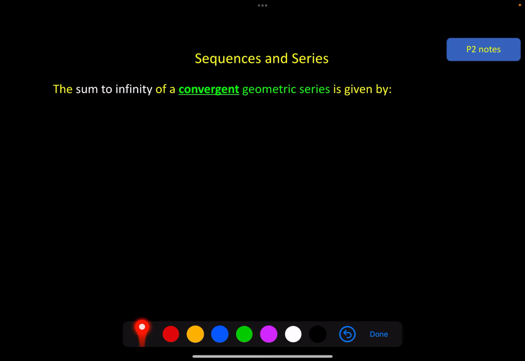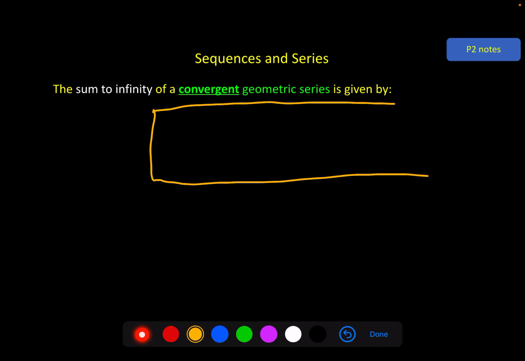And that's where we get this thing here, the sum to infinity. Now we do the sum to infinity of a convergent series only, because if it's a divergent series, you just get infinity. It's not very useful. But we've got a little formula here, and I'll fill this in a minute. That is the formula for the sum to infinity of a convergent geometric series. And I'll fill that in once I've gone through it down the side here.